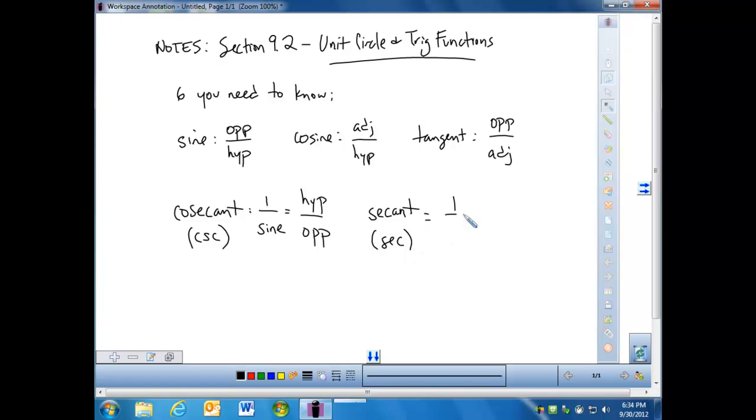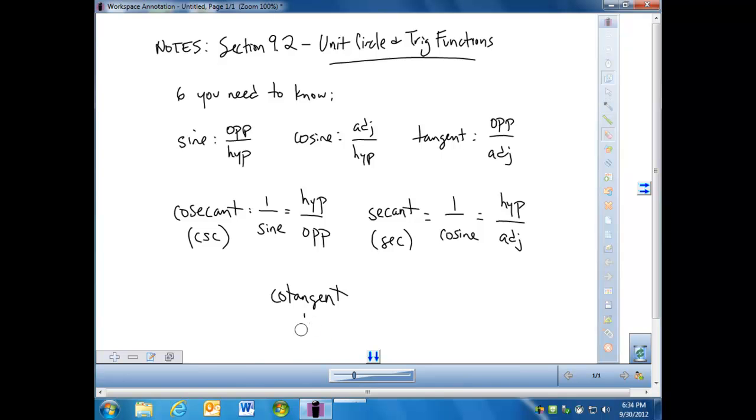A lot of people mess up cosecant and secant. The only thing I have for you right now is just try to remember that the C and S are opposites, meaning cosecant goes with sine, secant goes with cosine. Alright? And obviously cotangent goes with tangent. So these are just reciprocals.